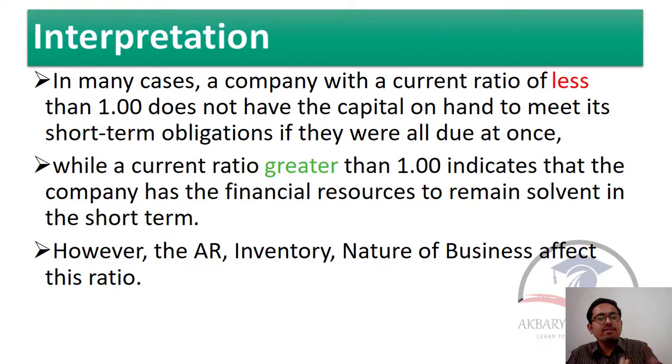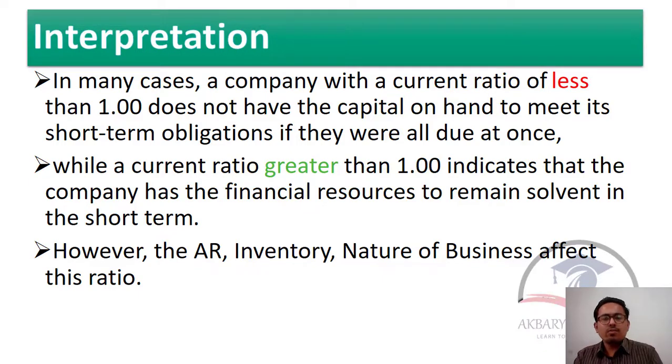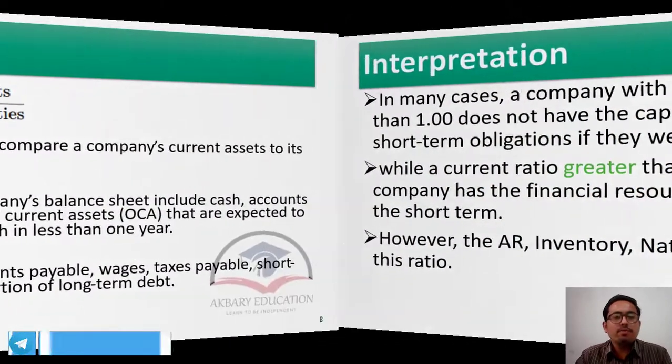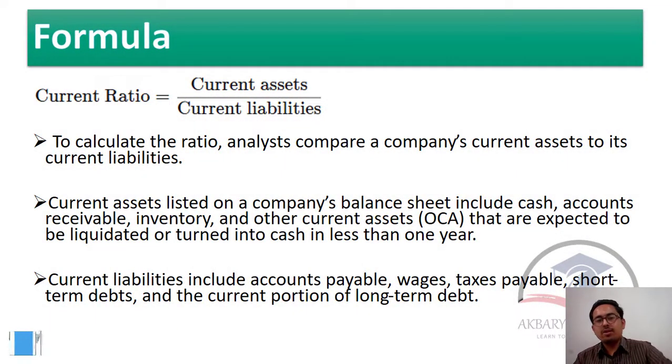Interpretation: what does it mean? In many cases, a company with a current ratio of less than 1 does not have the capital on hand to meet its short-term obligations if they were all due at once. Let's go to the next slide. It's about the formula. Let's learn that. I will come back and explain what is mentioned in the previous slide. The formula for the current ratio is the current ratio, pick up the pen.